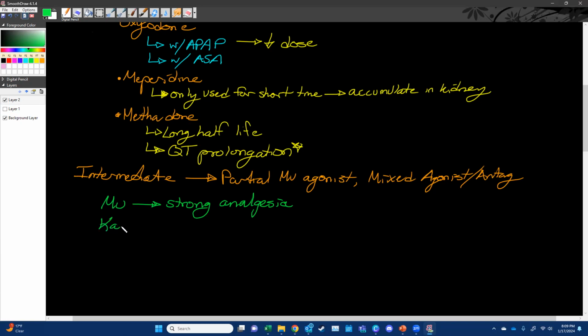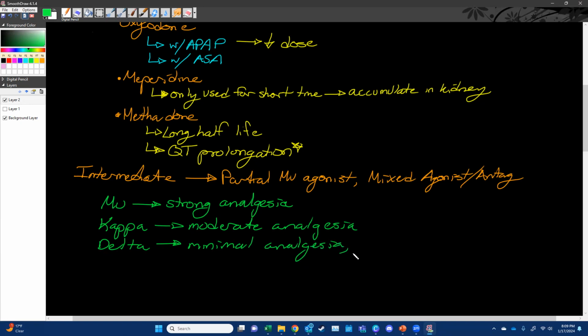Oh well. When we talk about the kappa receptors, we're talking about a moderate amount of analgesia, not nearly as much. And then finally, with the delta, we are talking about mostly a minimal amount of analgesia and a good amount of sedation. More than kappa. Obviously, mu has a ton of it as well.